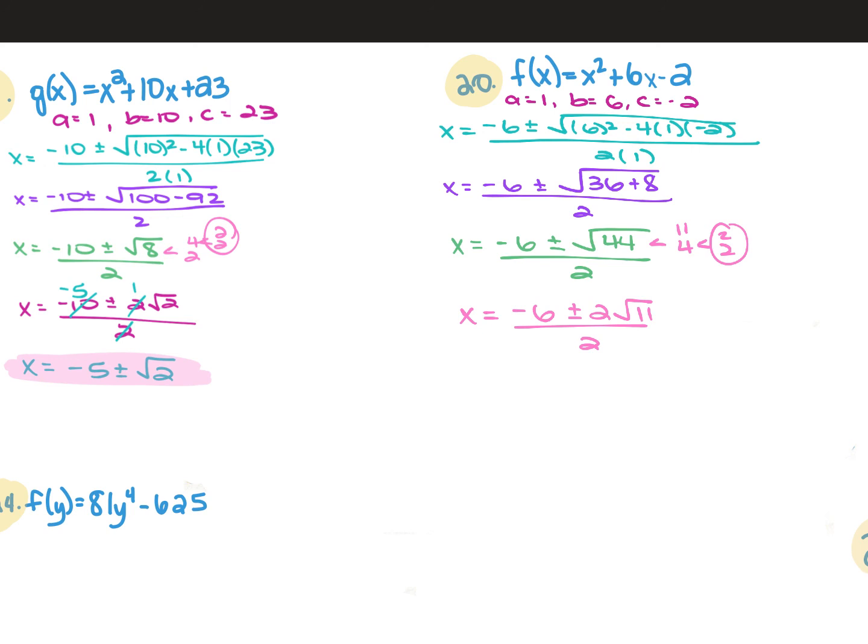From here, simplify. Your negative 6, your 2, and your 2 are all divisible by 2. So your negative 6 becomes a negative 3. Your positive 2, your plus or minus 2 turns into 1. So that's x is equal to negative 3 plus or minus the square root of 11.